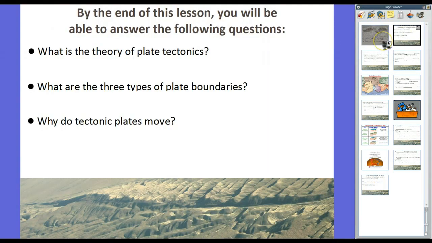By the end of this lesson, you will be able to answer these 3 questions. Question number 1 is, what is the theory of plate tectonics? Question number 2 is, what are the 3 types of plate boundaries? And then question number 3 is, why do tectonic plates move? So let's go ahead and get going.